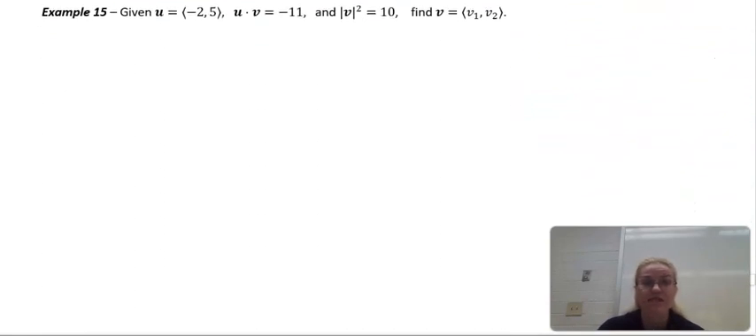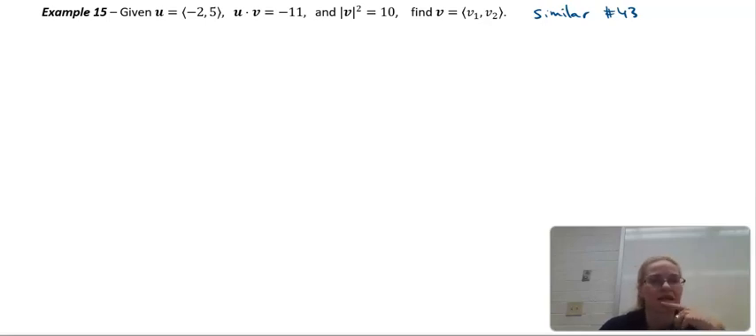And example 15 is very similar to a homework problem, I think it's number 43 in the textbook. So let's work through this one and see how you would do this one. So given that u is <-2, 5>, and that u dot v is the scalar -11.